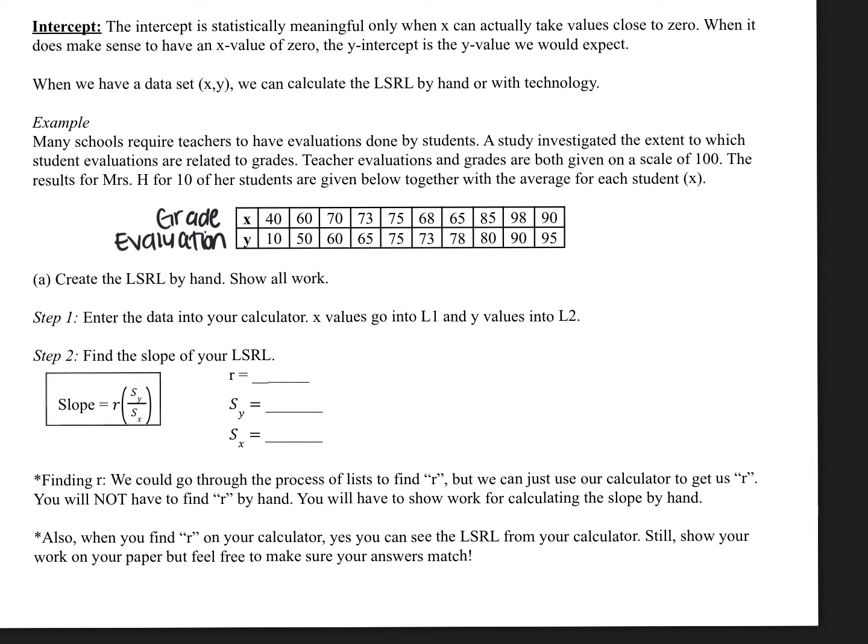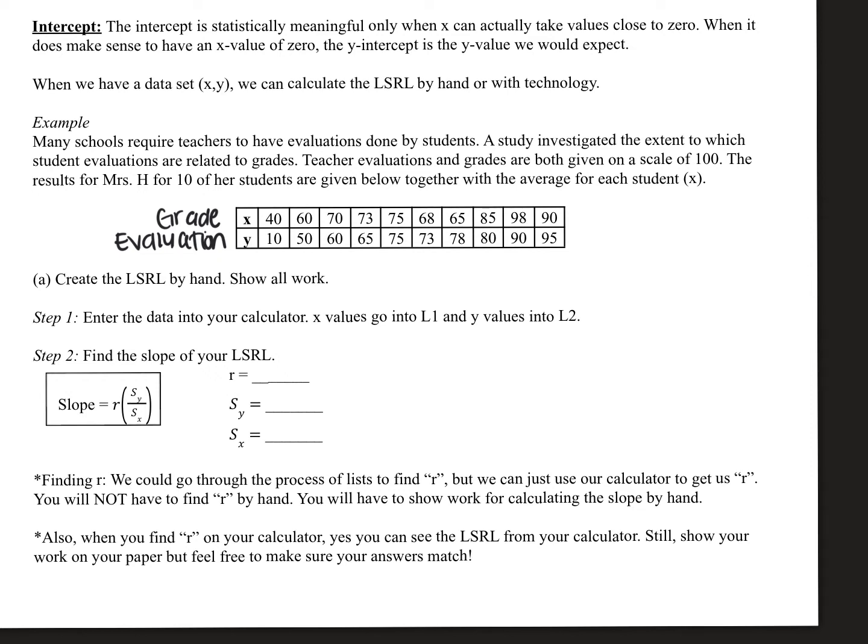There are two different places to look. The first thing I need you to do is go into your mode, which is right next to the second button, and scroll all the way to the bottom and make sure your stat diagnostics are on. That's going to be really important. After that, the first thing we're going to find are our standard deviations. You're going to go into stat, go over to calc, and select two variable stats. That way we can get the standard deviation for both.